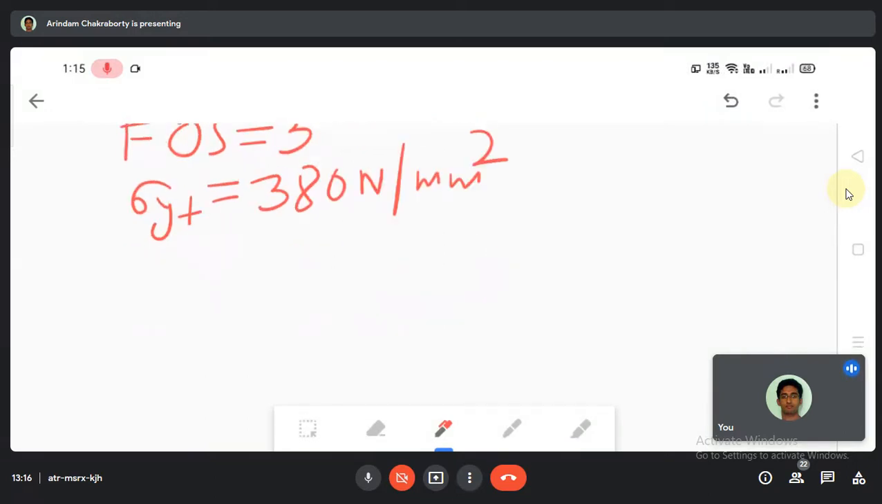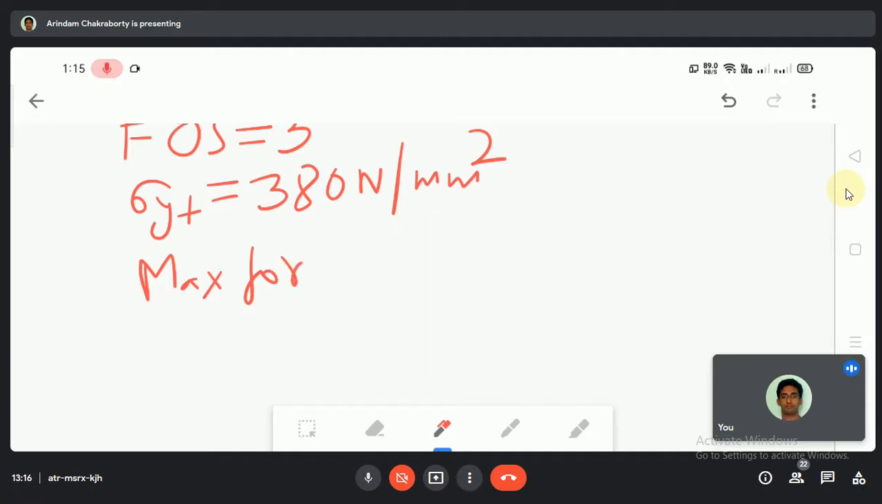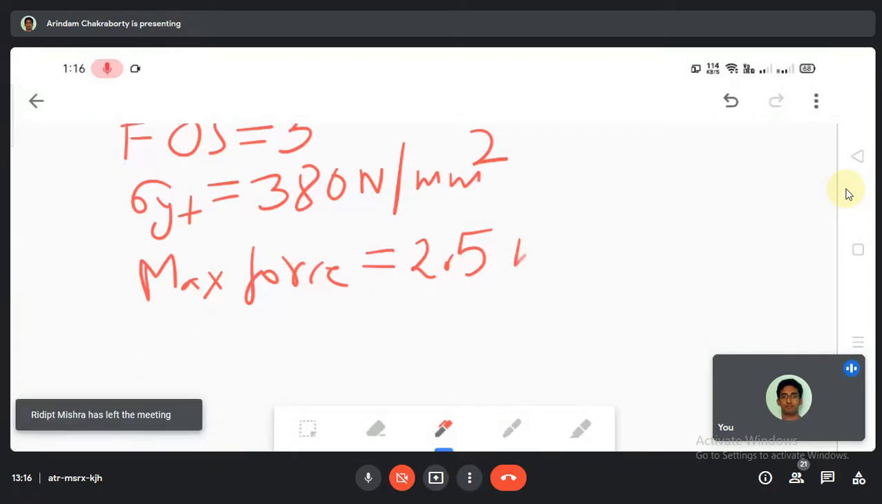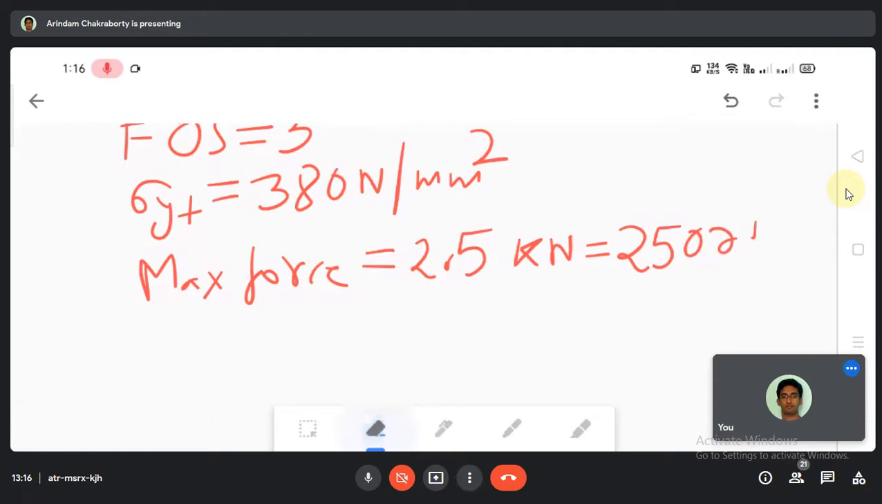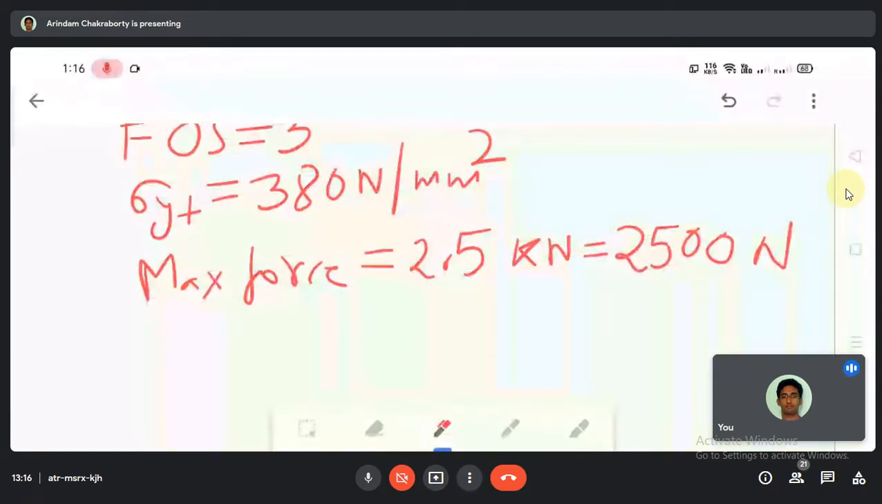and also the pulley, as also the P1 is equal to pulley force or maximum force. This will not be given in this manner. You have to determine it. It will be written as max force. Let us assume max force to be 2.5 kilonewton, that is nothing but 2500 Newton. So this all data will be given.